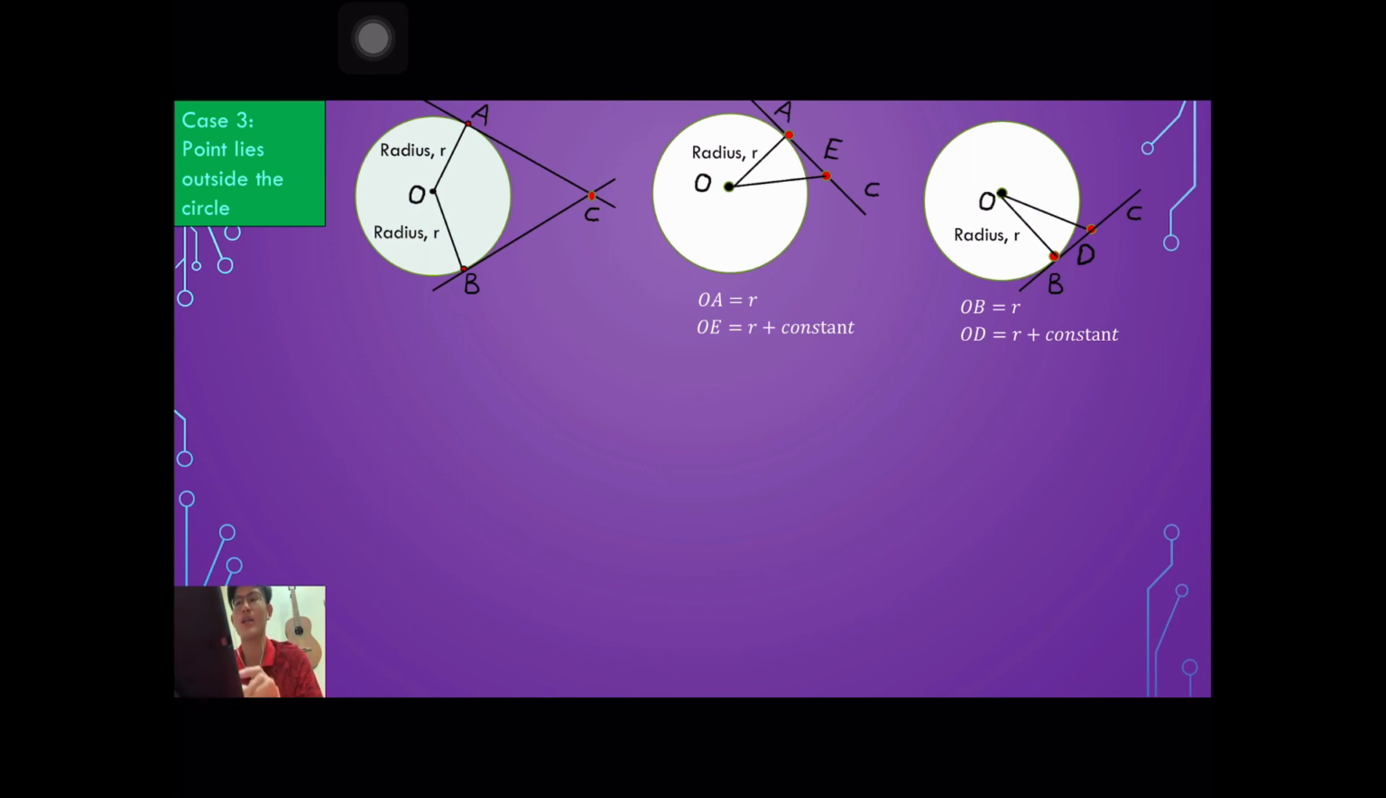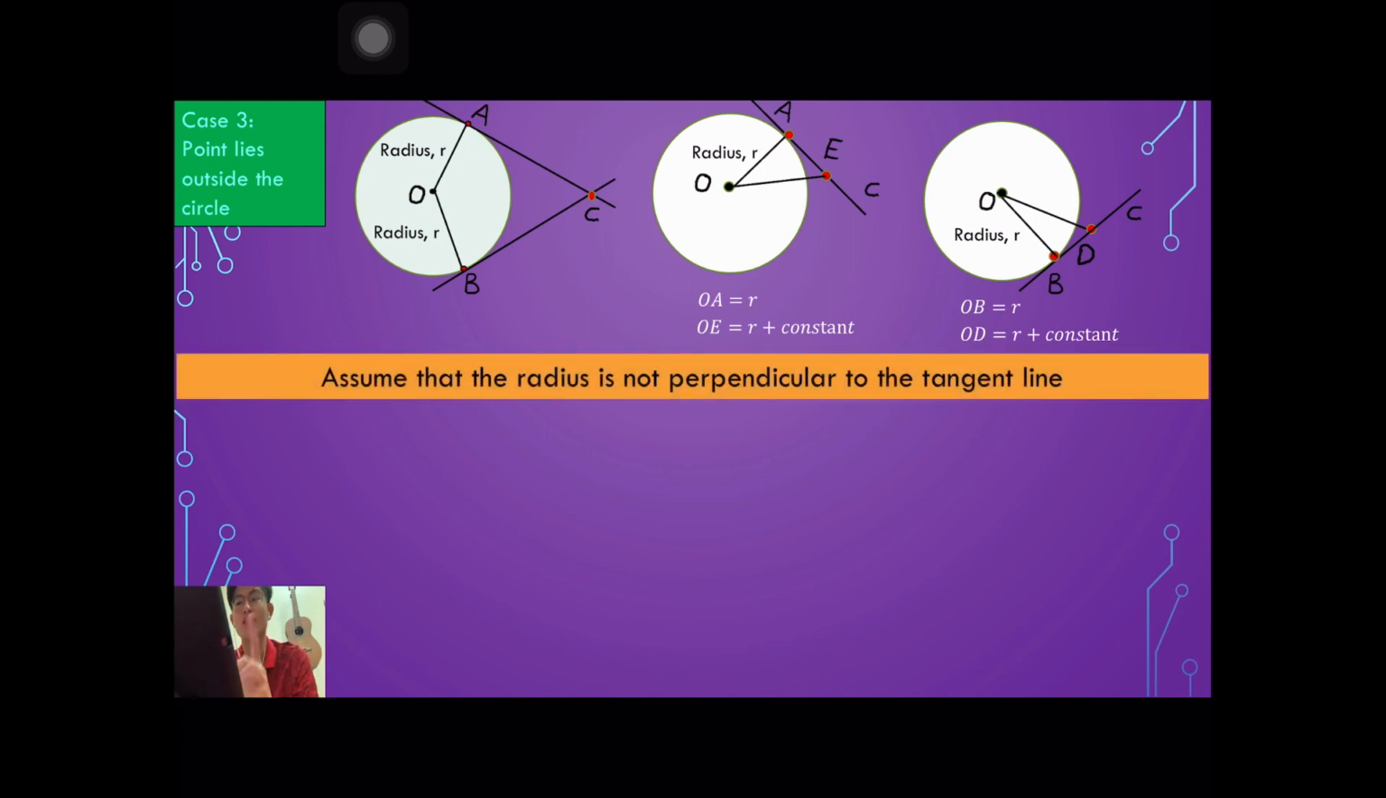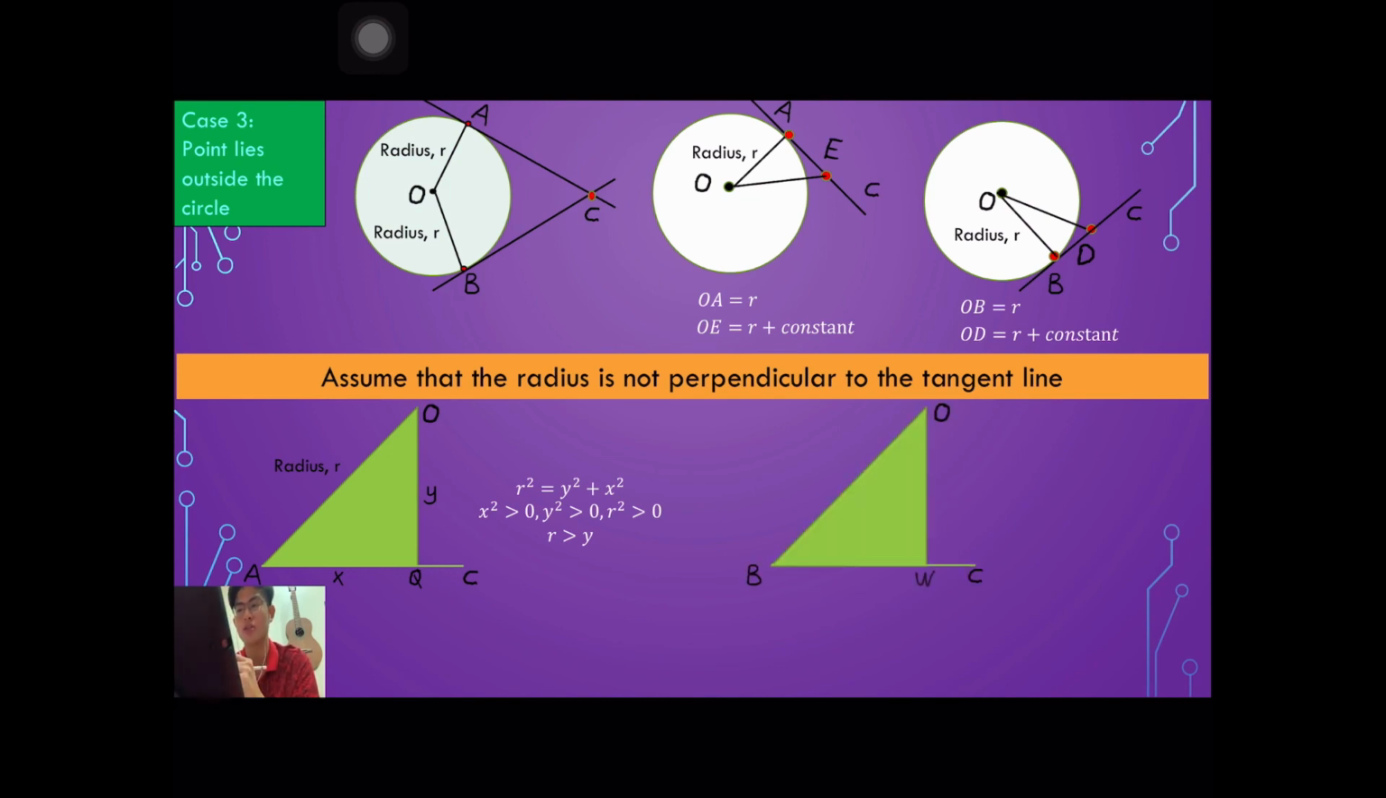Now, let us make an assumption that the radius is not perpendicular to the tangent line. Let's first form a right angle triangle that connects the tangent line AC. As we mentioned in the previous slide, if the radius is not perpendicular to the tangent line, there will always exist another point on the tangent line that is perpendicular to the origin of the circle. So, by the Pythagoras theorem, we can clearly see that r, which is the radius of the circle, is greater than y. This applies the same to the other side of the circle.